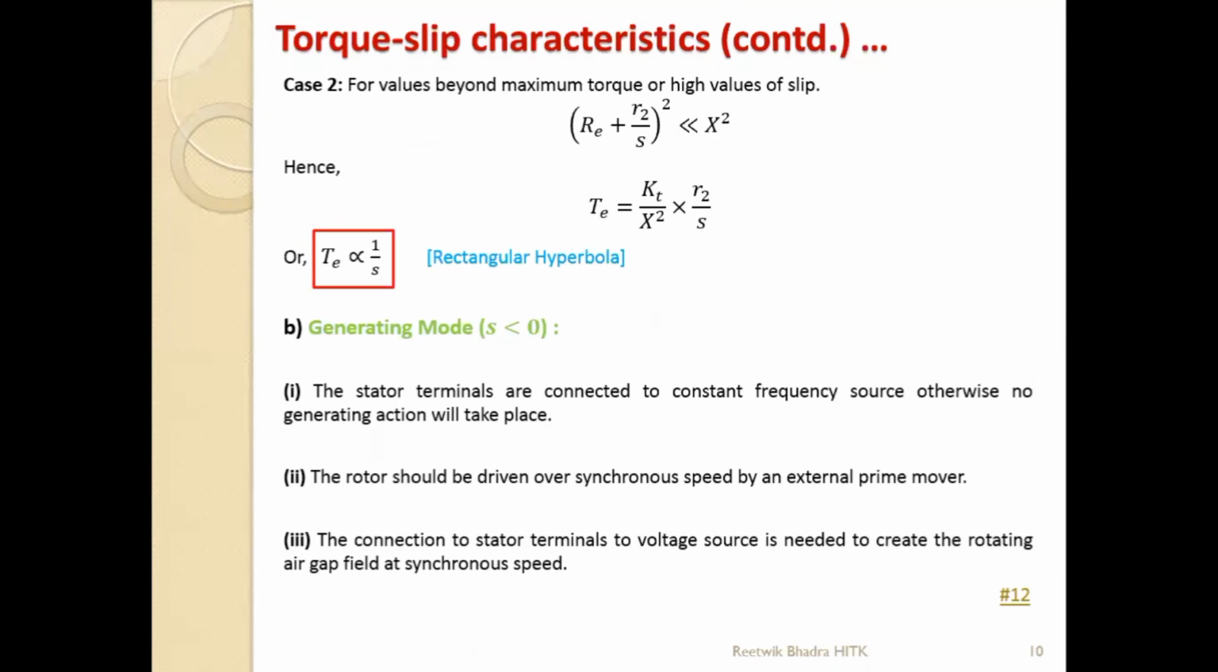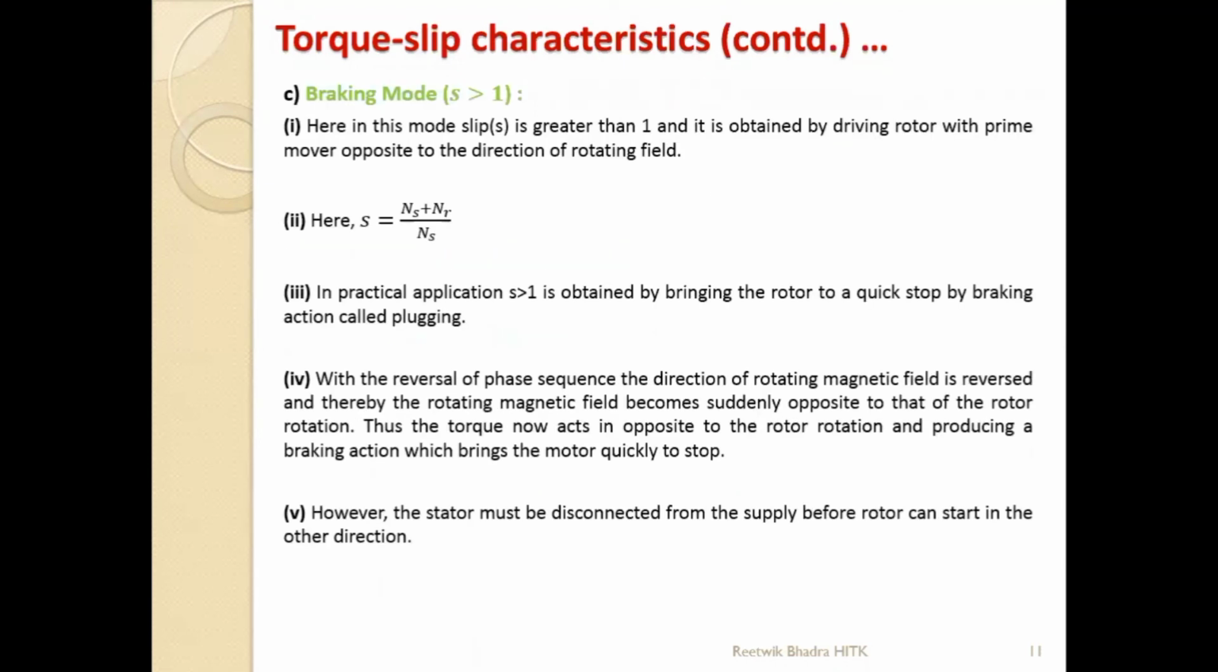Next, last, is our braking mode. In the braking mode, S will be greater than 1, and at maximum it can reach up to 2. When this is reached, NR will be in the opposite direction. That means the rotor has to rotate in the opposite direction. Then only the slip will become NS plus NR.